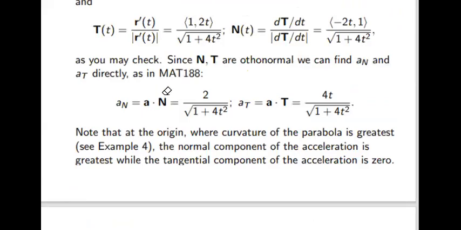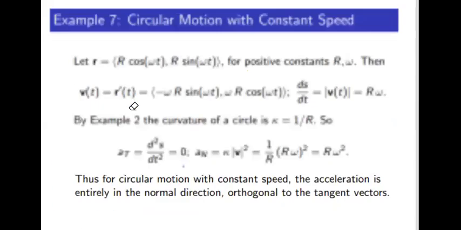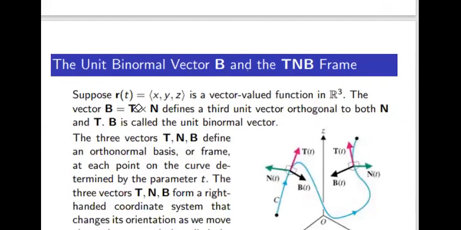Unit norm vector. So if you take the cross product of unit tangent and unit norm, what do you get? A vector which is perpendicular to both T and N, right? So we define this vector B, which is called the unit binormal vector. How do you define that? By taking the cross product of the unit tangent and the unit normal vector.